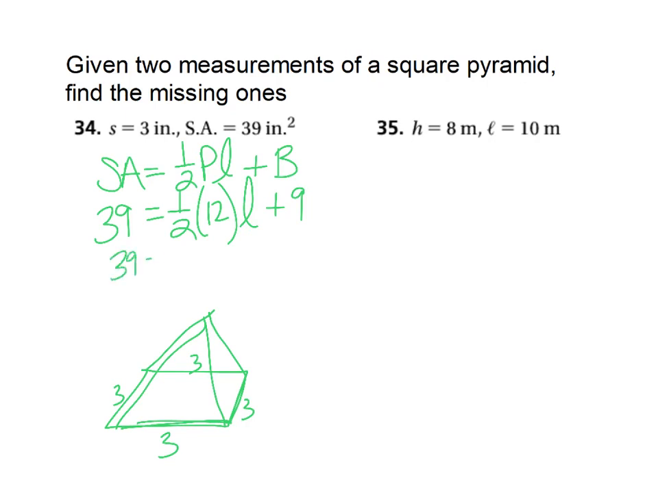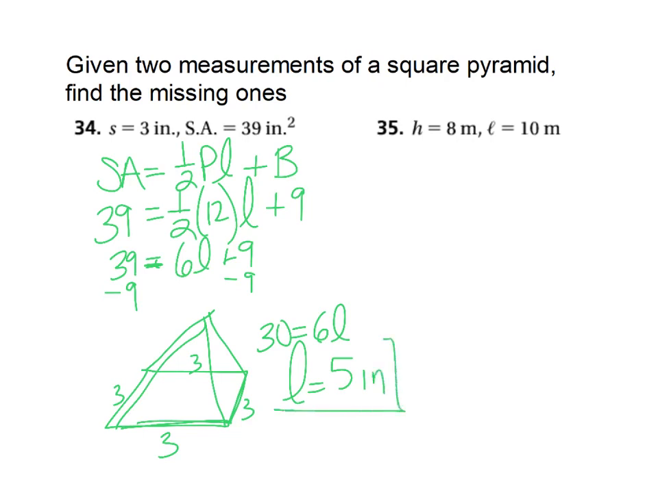This is 39. Half of 12 is 6L plus 9. Subtract the 9 to the other side. So 30 is equal to 6L. Divide by 6. L is equal to 5. Now your units on that, that's not an area that you found. You just find a length, so it's just 5 inches for that length.